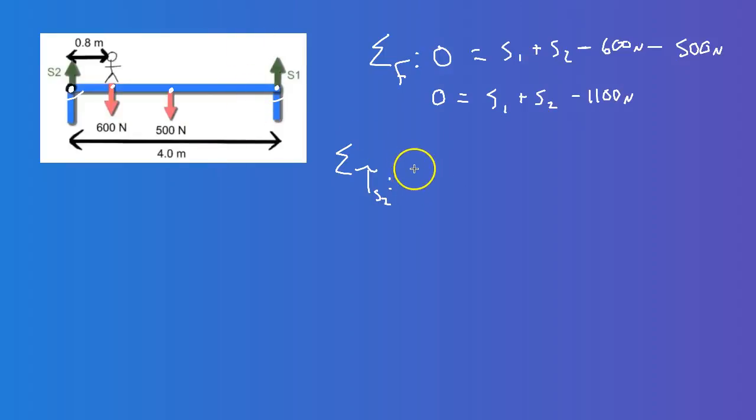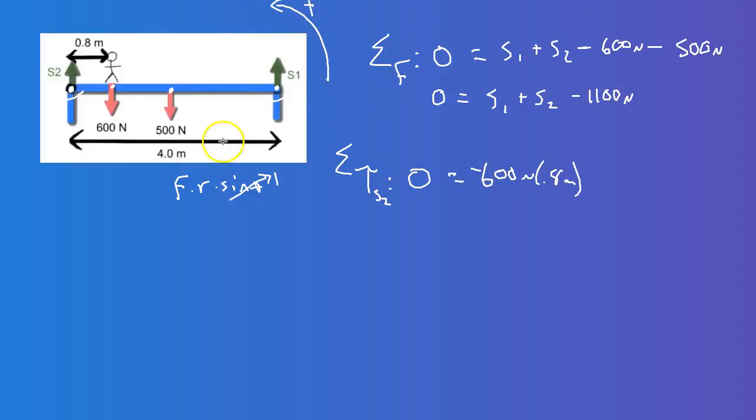All right, so if the sum of the torques is 0, remember, torque is force times radius times sine of the angle. Since all of these are perpendicular, the sine is going to turn to 1 for all of them, so just the force and the radius. So 600 newtons times our radius of 0.8 meters. For this one, we'll say that counterclockwise is positive, so that would be a negative torque. This 500 is going to be at the center of the beam, so that'd be 2 meters away, so minus 500 times 2 meters.